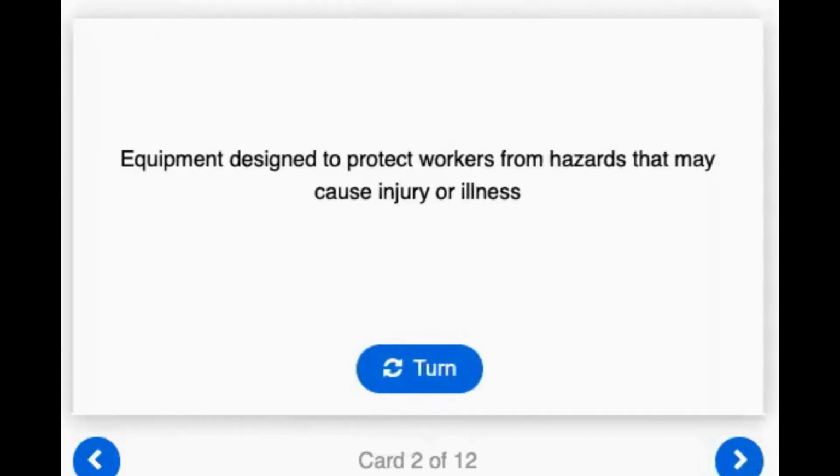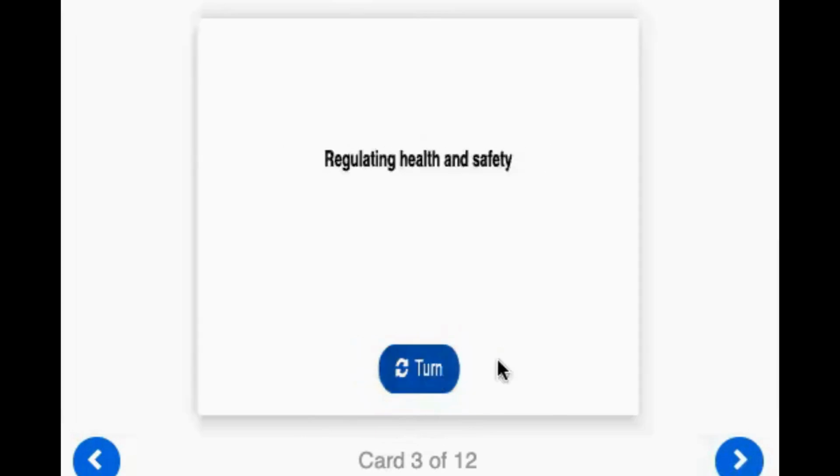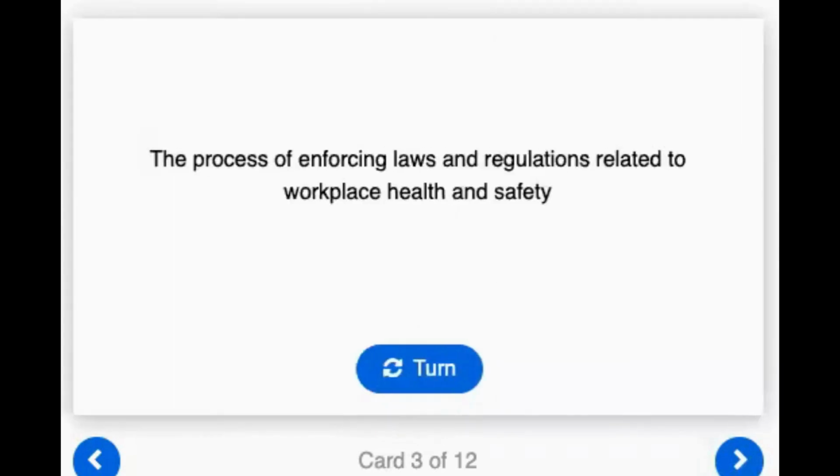So equipment designed to protect workers from hazards that may cause injury or illness is personal protective equipment. Coming on to the next card, regulating health and safety. What is regulating health and safety? Just think in your mind and frame the answer. I will turn the card and you will see the response. The process of enforcing laws and regulations related to workplace health and safety.